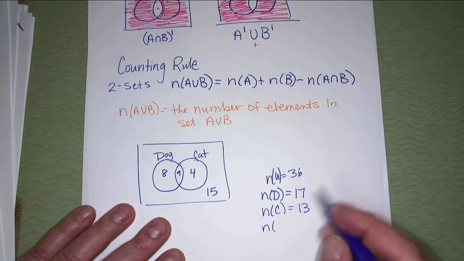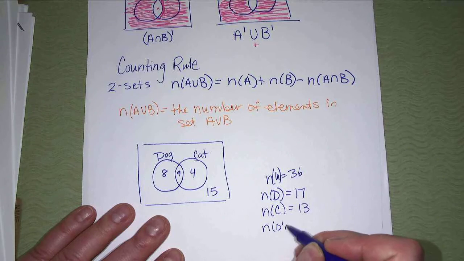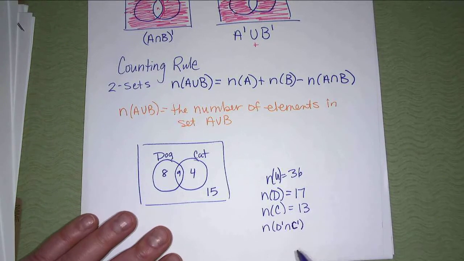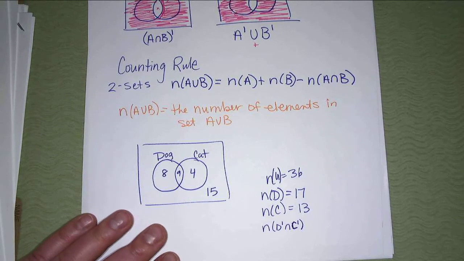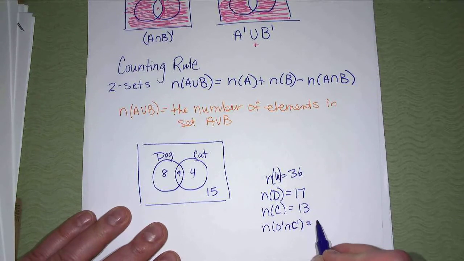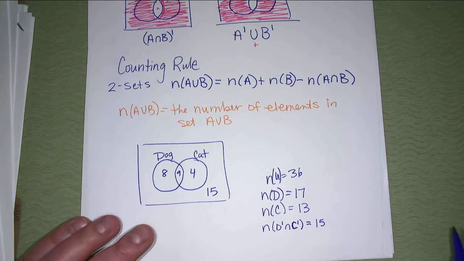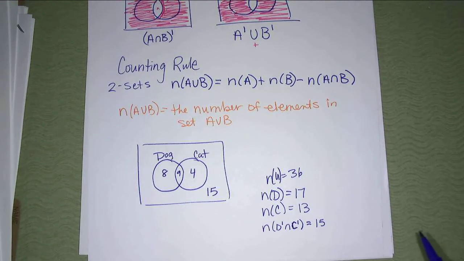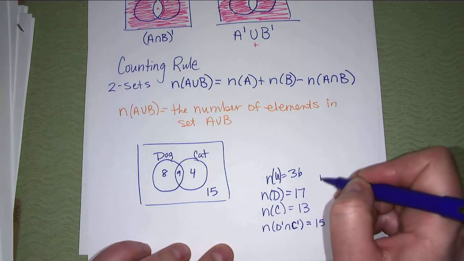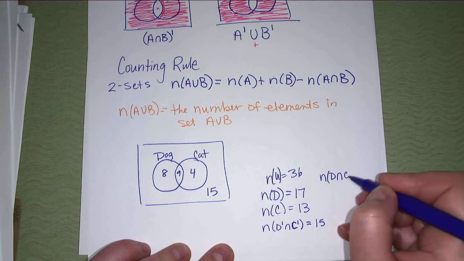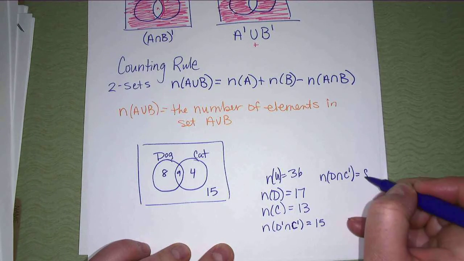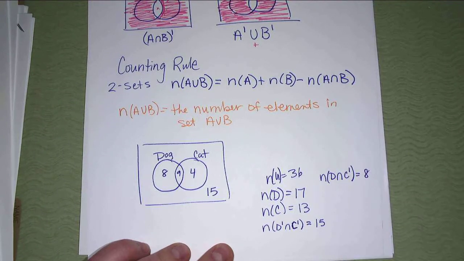So I would say, not a dog and not a cat. That would be one way. So, not a dog and not a cat is how many? 15? Okay. What else could I ask? A dog but no cat? So how would I write that? So a dog, no cat, and that is 8. Dog and no cat.